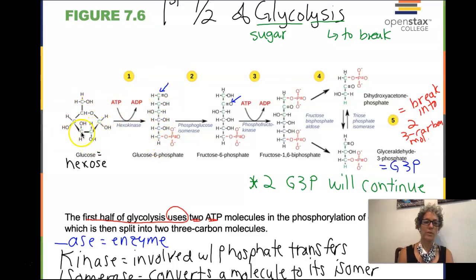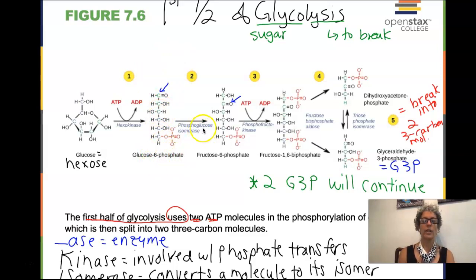These carbons here that were green are at the top of the molecule. The carbons that are blue are at the bottom. And this is called glucose 6-phosphate because it is glucose and the phosphate is on carbon number 6.